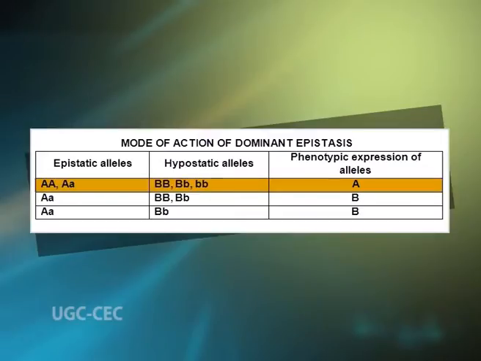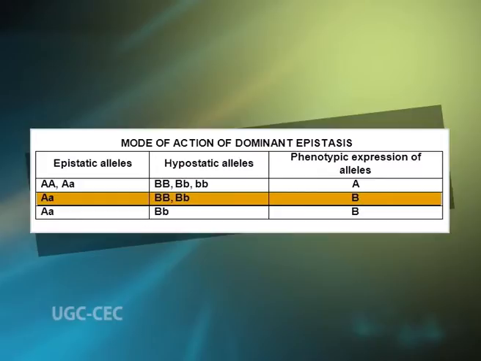In the second row, the epistatic alleles are capital A small a, the hypostatic alleles are capital B and small b. The phenotypic expression of the alleles is capital B.